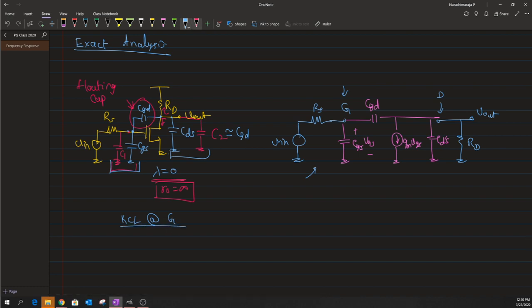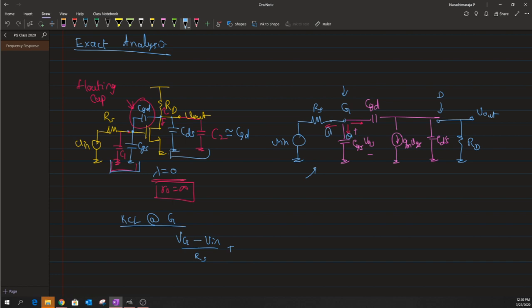Since there are current flows through the device, through this particular node, I will mark them. We have one current flow from the gate towards the input through the resistance RS, the other one through the capacitance CGS, the other one again through the capacitance CGD. So we have three current components across this node, and the KCL is written as Vg minus Vin, because the current is leaving away from the gate, divided by the resistance, which gives us the first current component.